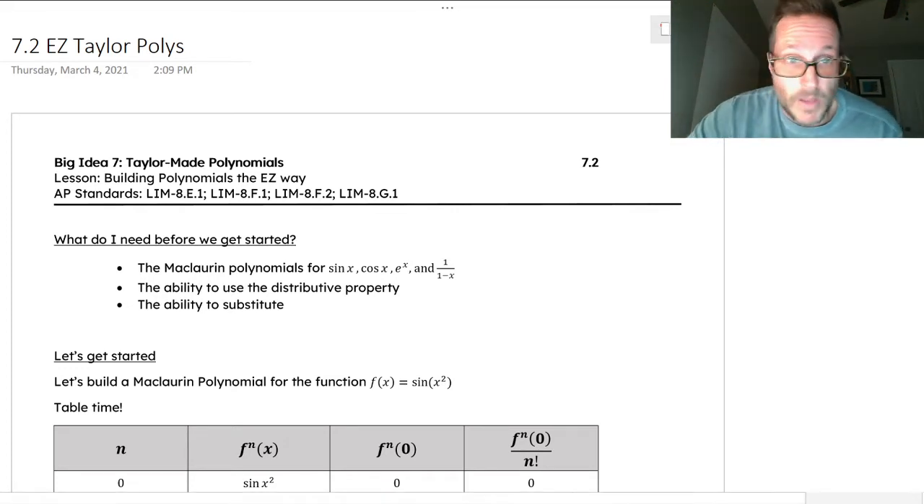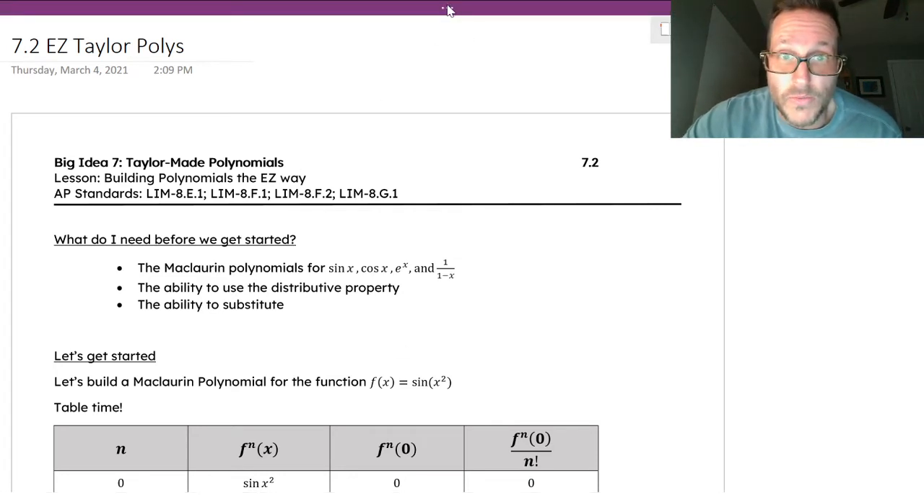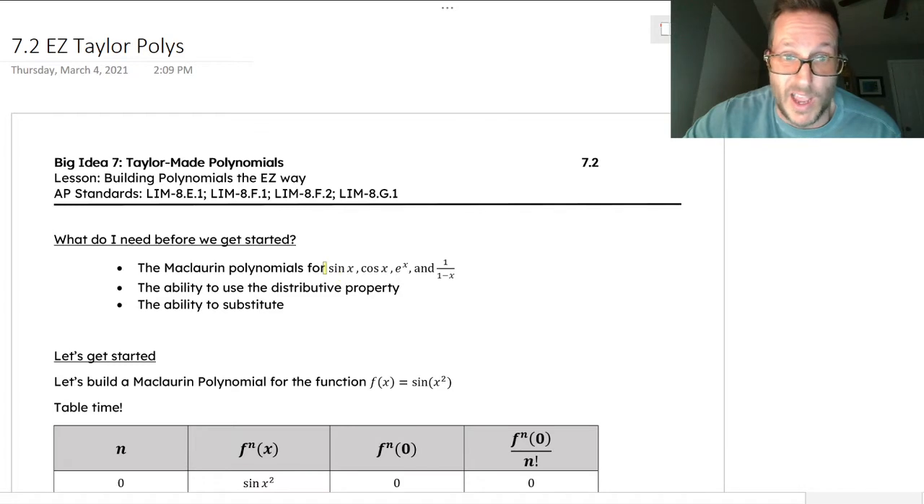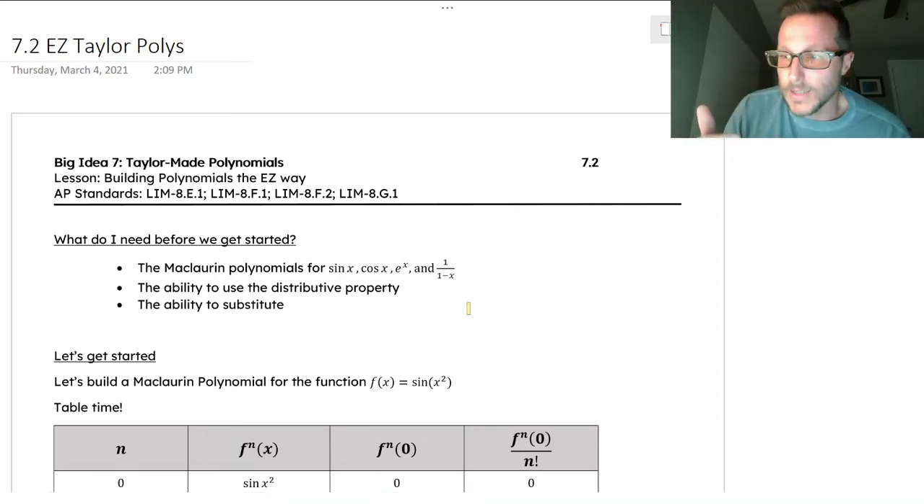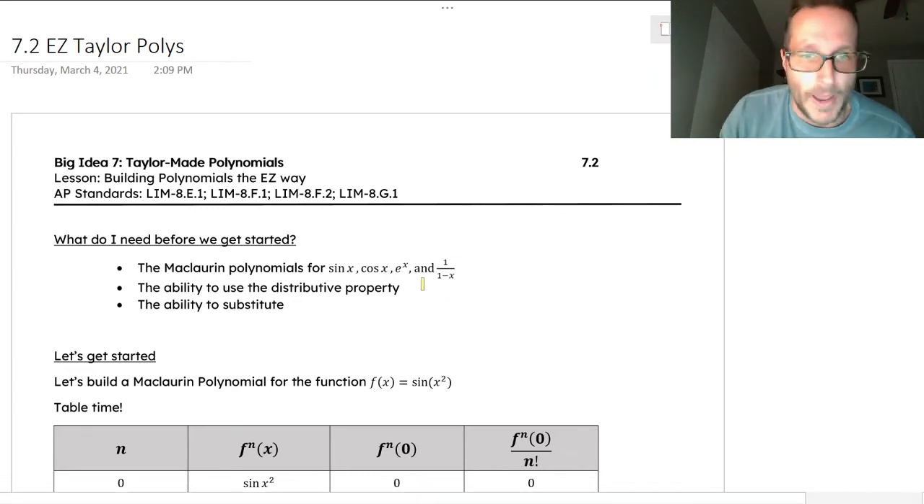What do we need here? We need to know the Maclaurin polynomials for the four standard functions: sine x, cosine x, e to the x, and 1 over 1 minus x. Sine and cosine both alternate. Sine is all of the odd powers and factorials. Cosine is all of the even powers and factorials. Because sine is odd and cosine is even, based on the shapes of their graphs. e to the x was all positive, all powers, all factorials. And then 1 over 1 minus x was our geometric series, which has a first term of 1 and a common ratio of x. So you need to know those four.